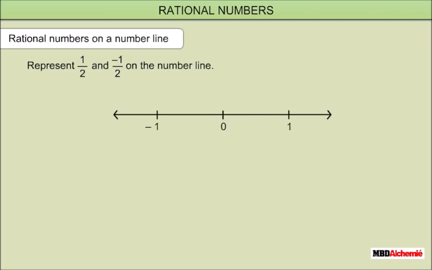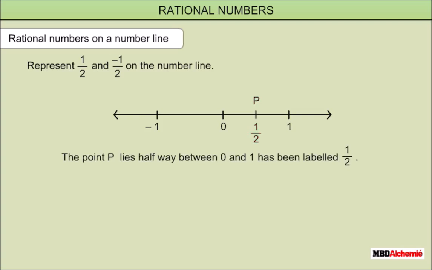As 1 by 2 is a positive rational number and is less than 1, so it will lie between 0 and 1. By dividing the distance between 0 and 1 into two equal parts, the point P lies halfway between 0 and 1, which has been labeled 1 by 2 as shown.